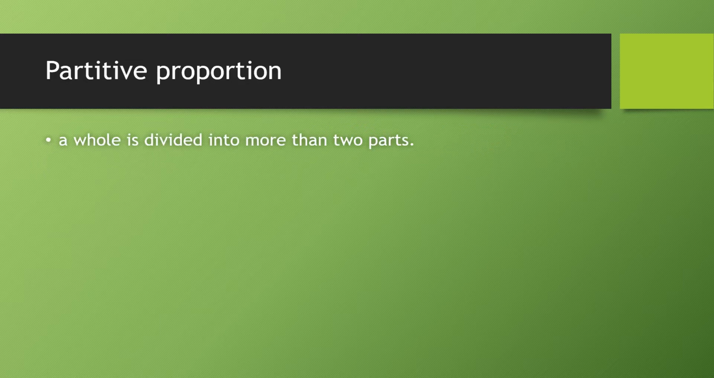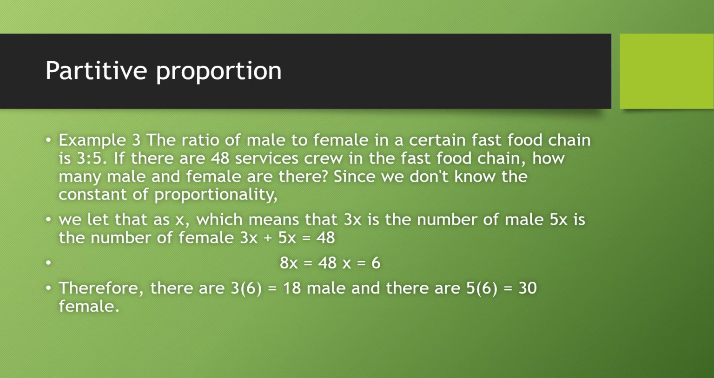Now, the last one is what we call the partitive proportion, which means a whole is divided into more than two parts. Now, let us have the example. So, as you can see here, the ratio of male to female in a certain fast food chain is 3:5.